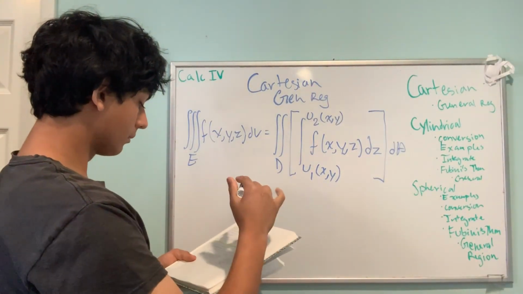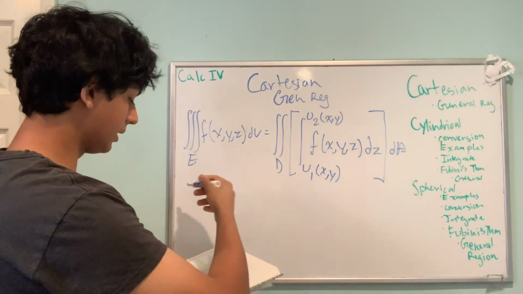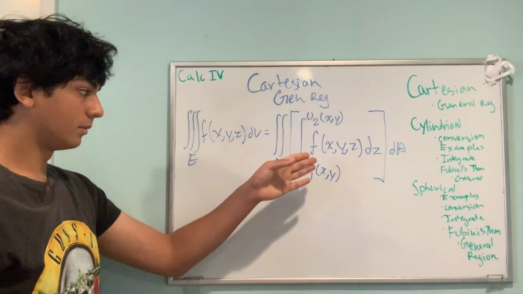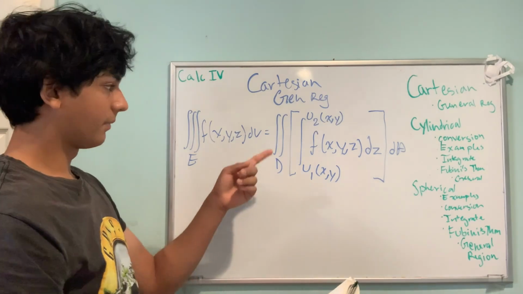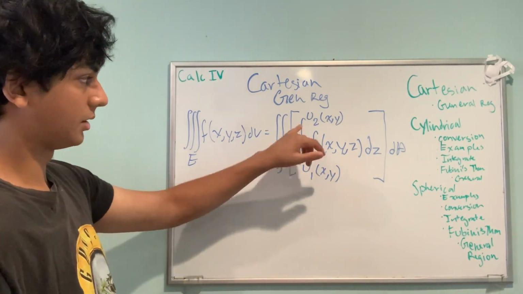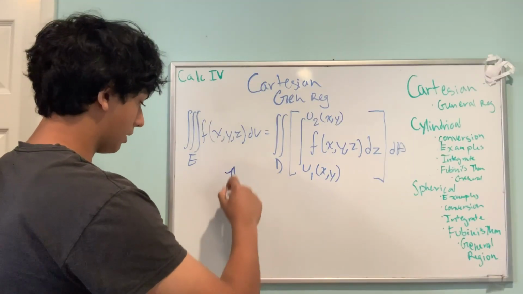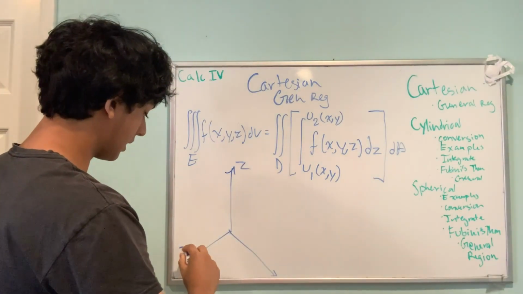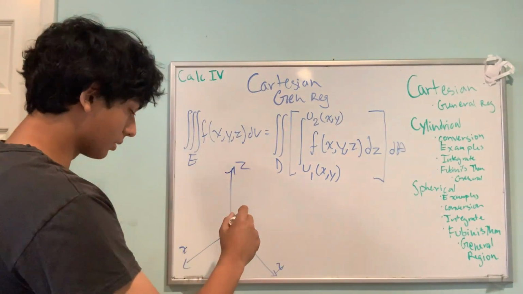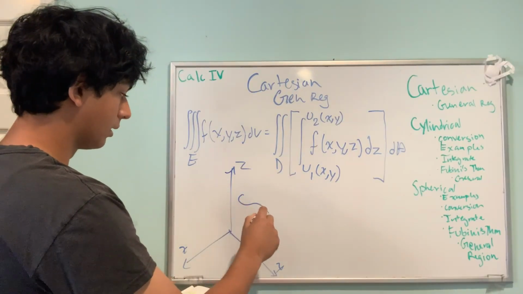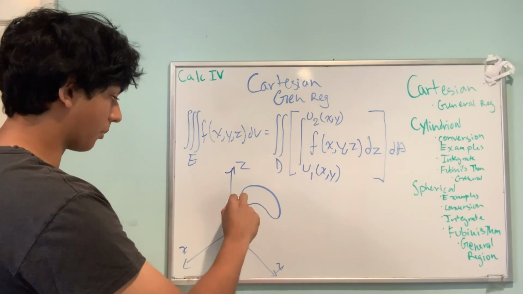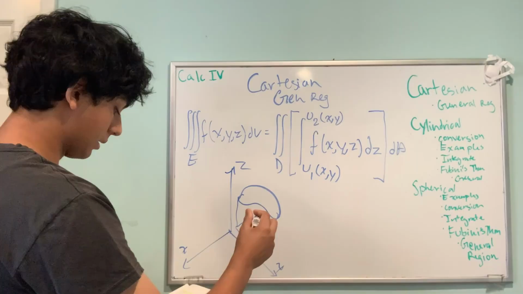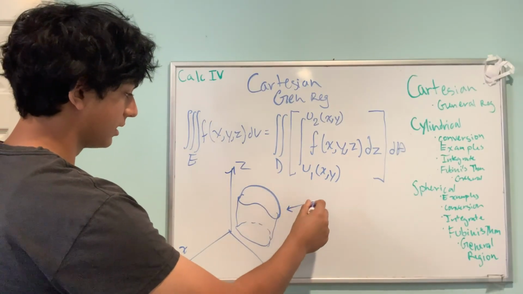E here is defined in the Cartesian coordinate plane with this as its projection, and its top and bottom being u1 and u2. And how that looks on a coordinate plane is this: z, x, y. So we have some solid here, clearly not a box. It goes like that and comes down here. And this entire solid is E.